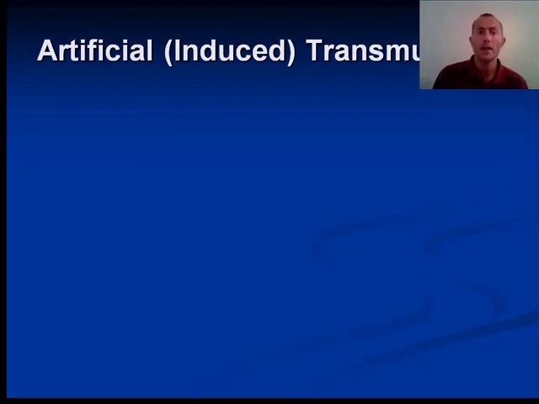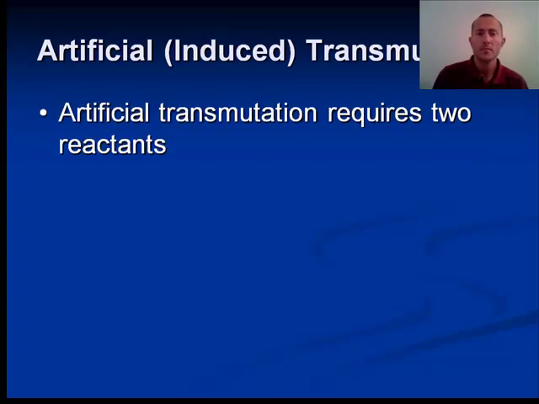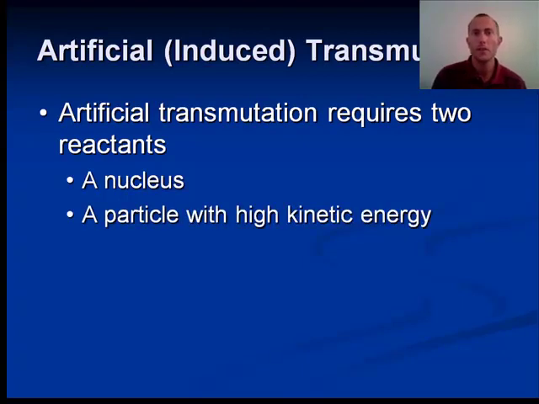But we can also have what's called artificial or induced transmutation. And this is when we have two reactants. We have our parent nucleus, and then we also have some other nucleus that we're using, some high energy nucleus that's going to induce this artificial transmutation.